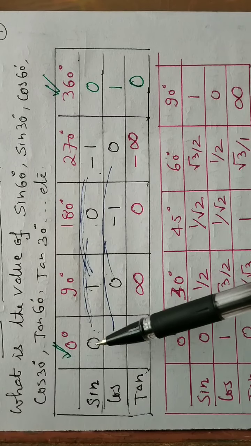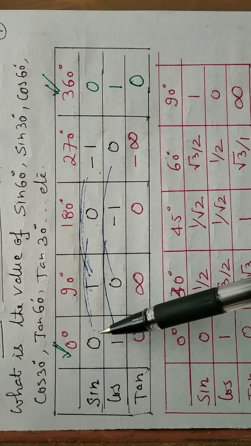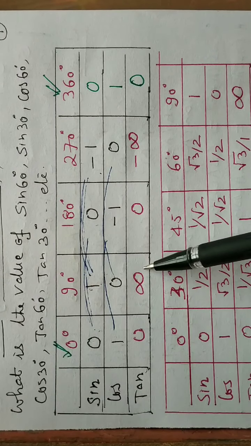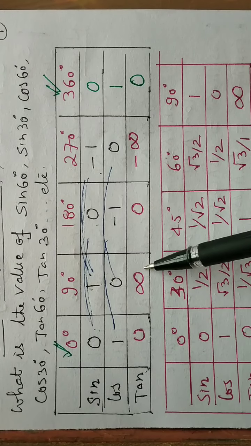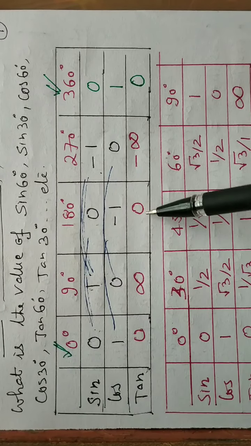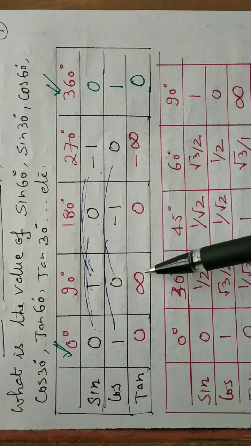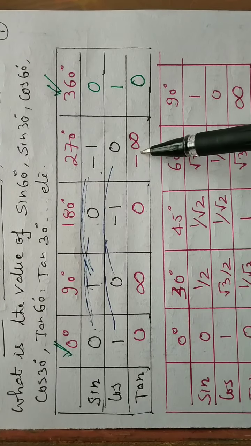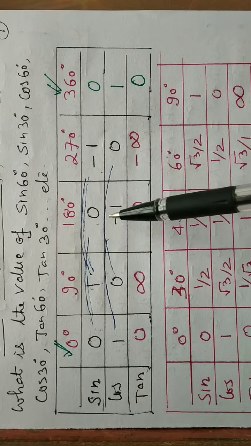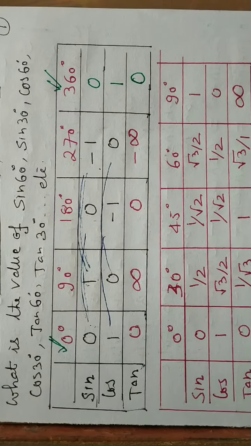And tan, sin by cos, or simply you can say tan 0 is equal to 0 you know. Tan 90 is equal to infinity we know. And tan 180 is equal to 0. The reverse of 0 is 0. And after that the negative becomes minus infinity. So this is your new table to be remembered by you.